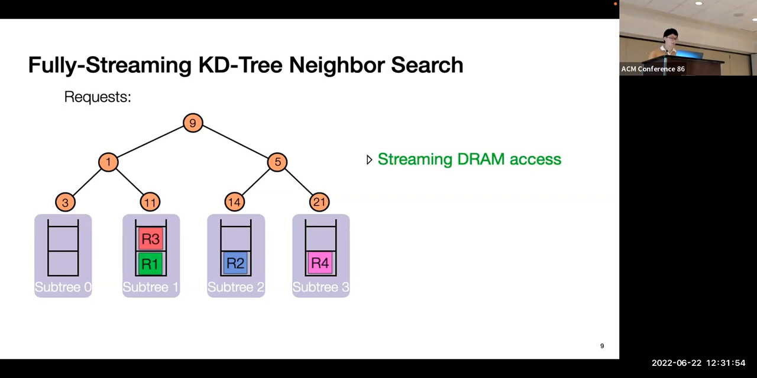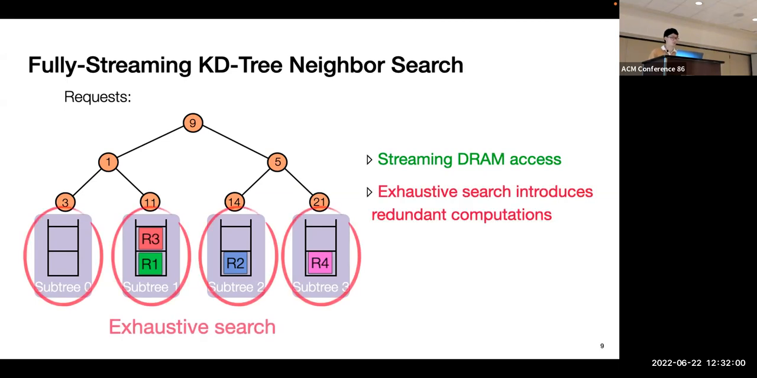In addition, prior work compromised the performance and used exhaustive search in the subtree search. This can avoid SRAM bank conflict, but it will introduce redundant computation.